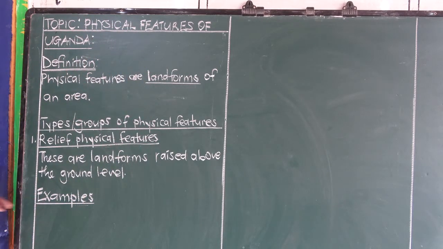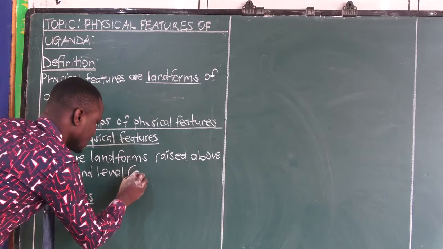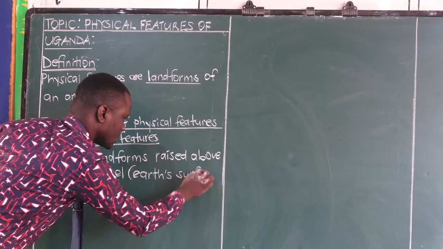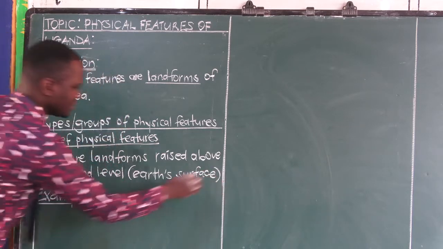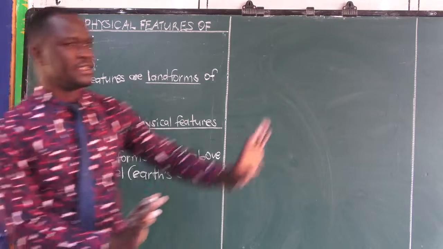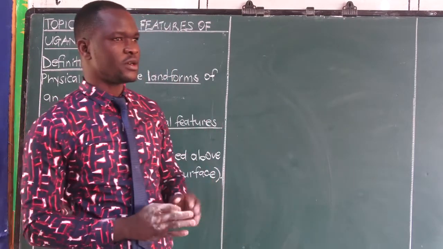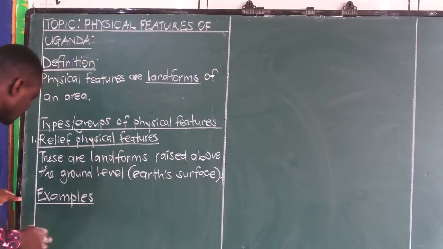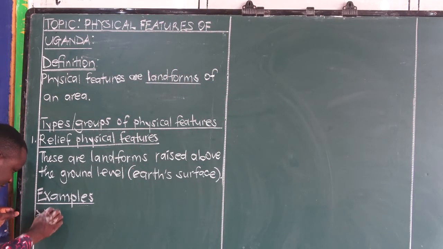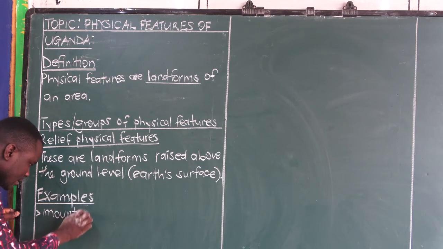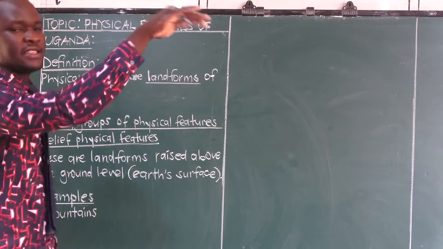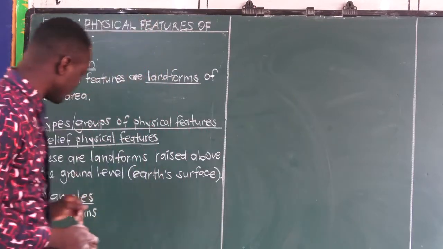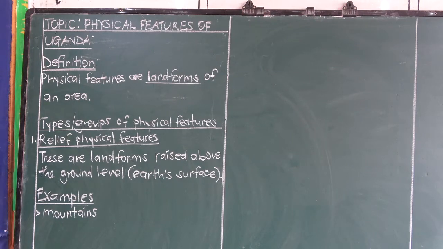We would also call this above the earth's surface. So we look at these physical features. Which ones are those that are raised? If I were to ask you, which physical features are those that we find raised above the ground level? You will find that here we shall have examples like mountains. Of course, a mountain is a raised area. It is not just down, but it's raised. So a mountain falls as an example of a relief physical feature.